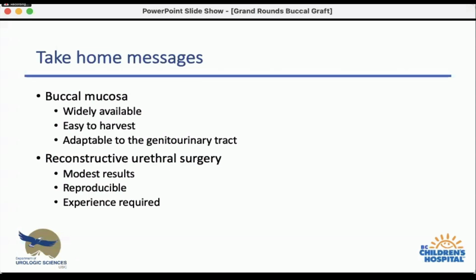Finally, a take-home message. Buccal mucosa grafts are widely available. They're easy to harvest. They adapt to the urinary tract. In reconstructive urethral surgery, they have modest results. They can be reproducible, but they do need experience to limit the complication rates.